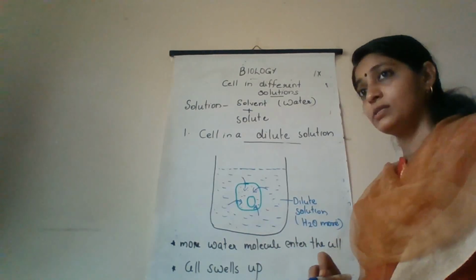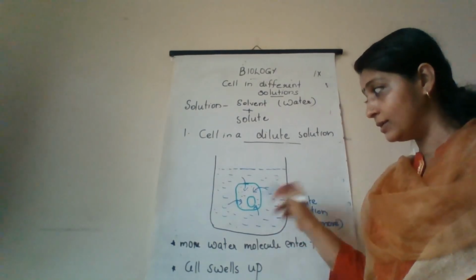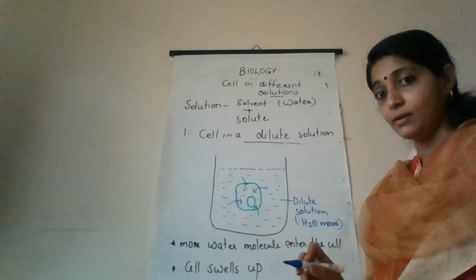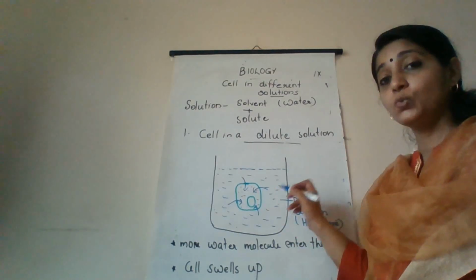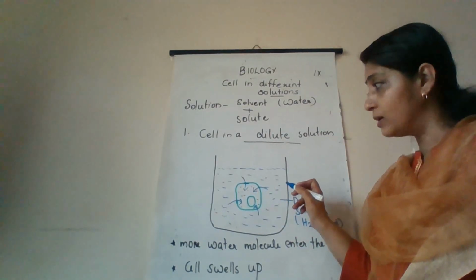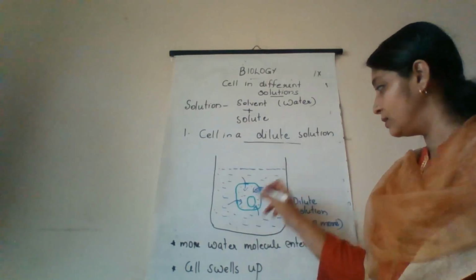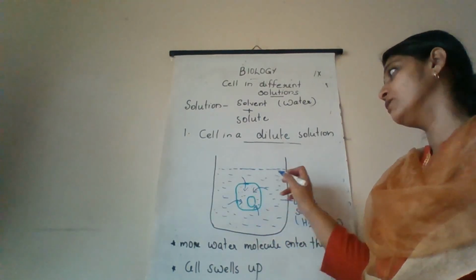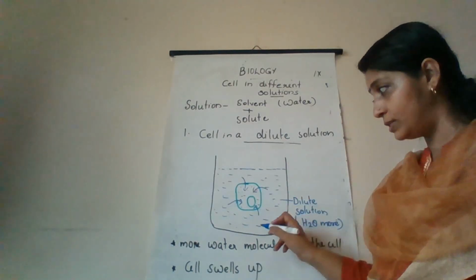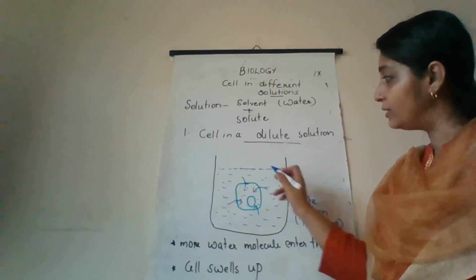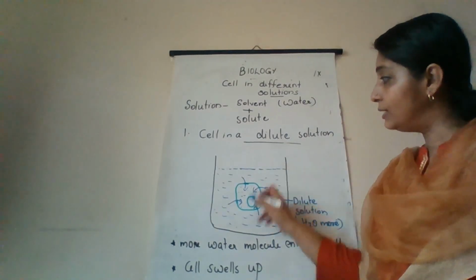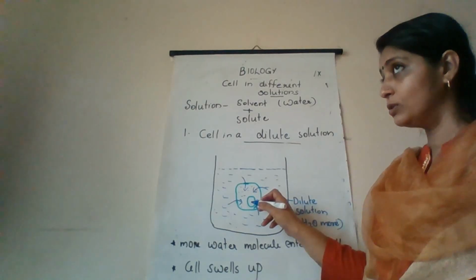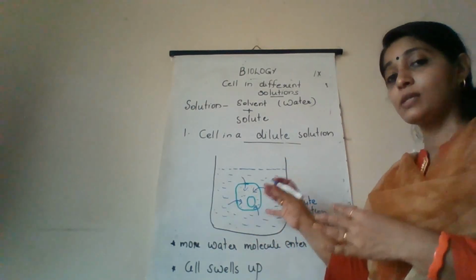Then what happens to the cell? When water molecules start entering the cell, the cell will swell up. So if the cell is kept in a very dilute solution, the water molecules will be more outside, and the water molecules will have a tendency to move inside the cell. So what happens to the cell? The cell will swell up.